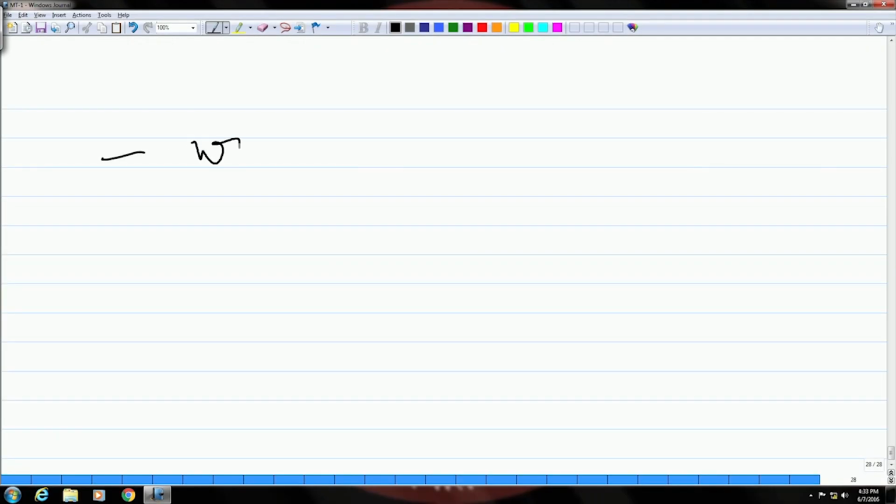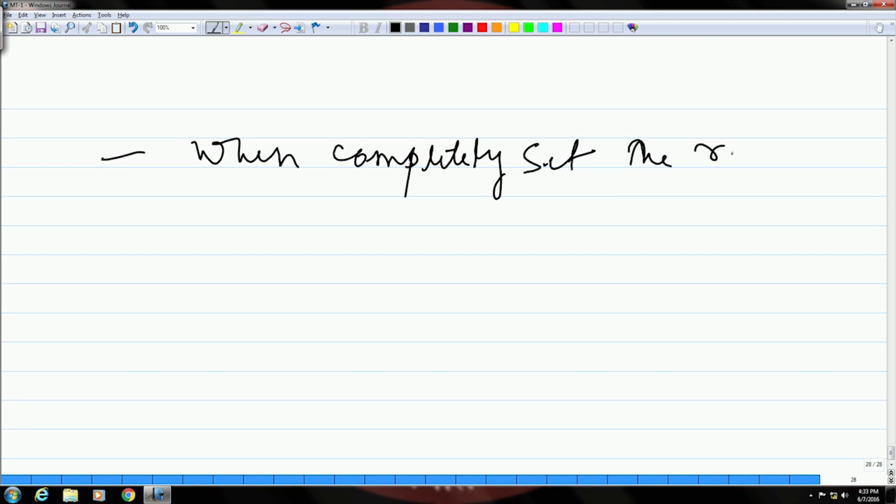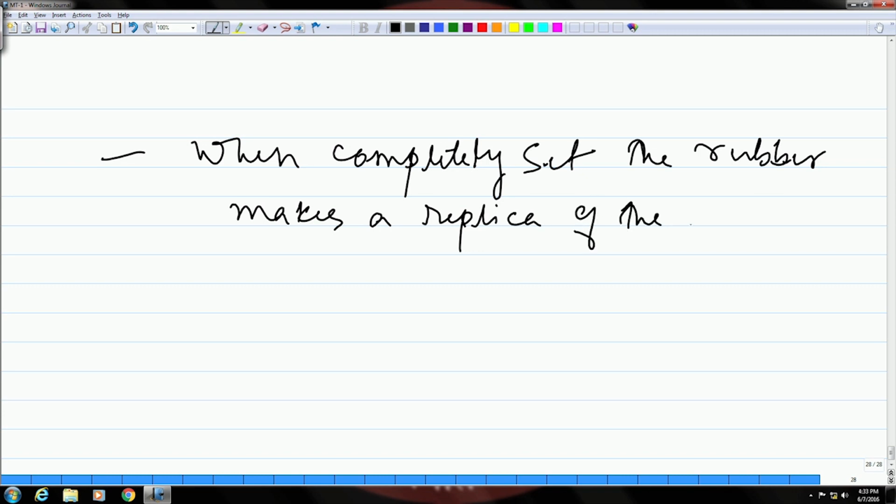So, when completely set, the rubber or the polymer makes a replica of the surface, and flaws, if present, will make visible indications on this replica.